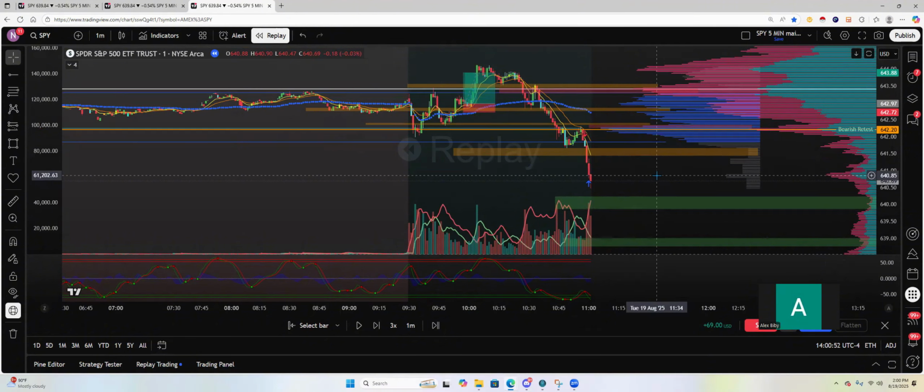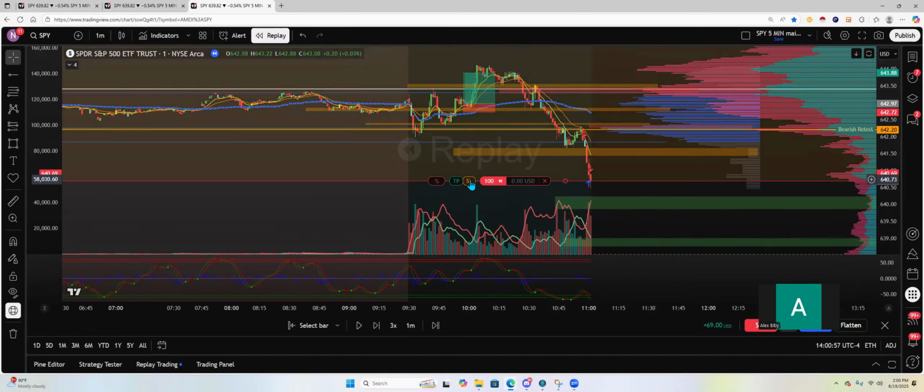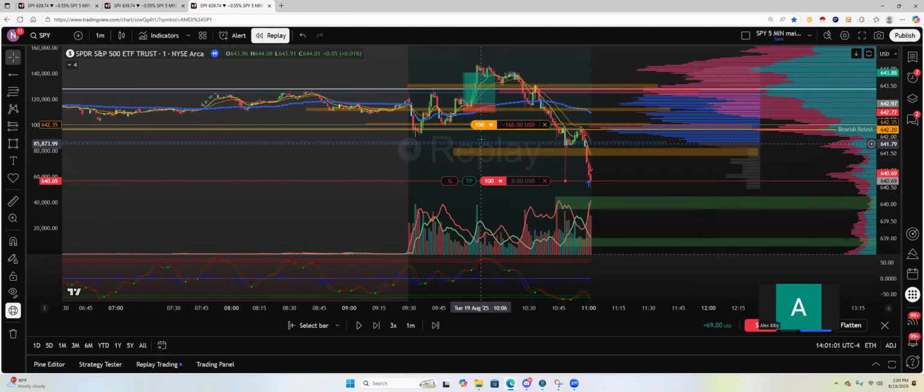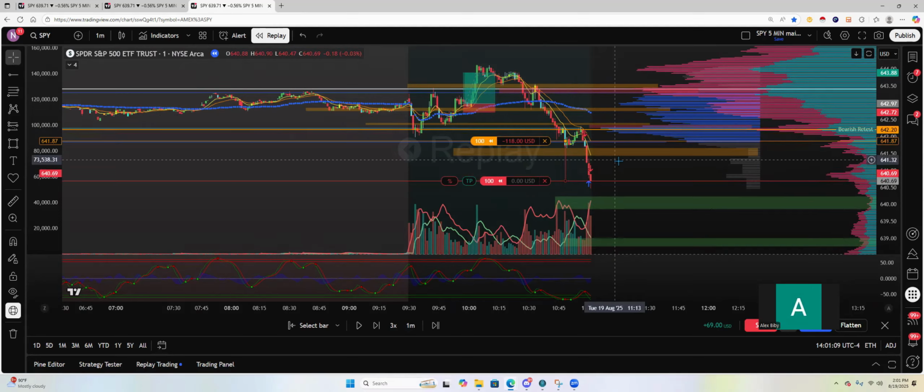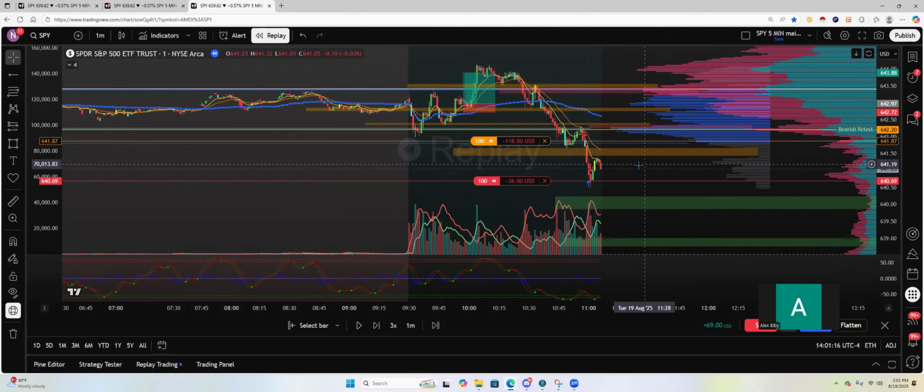Our first target was hit. Now let's say we do still have that position here and our stop loss was previously right there. Once I've hit that, I'm going to go ahead and move my stop loss to break even and just see where it goes. We're back where we are, right? That's where we were retesting this low volume node.